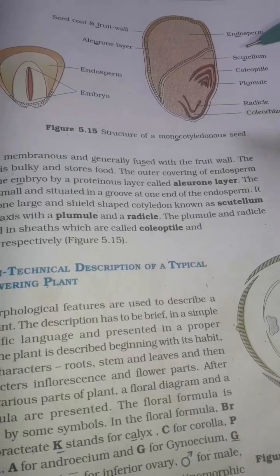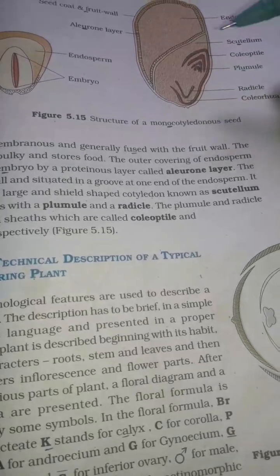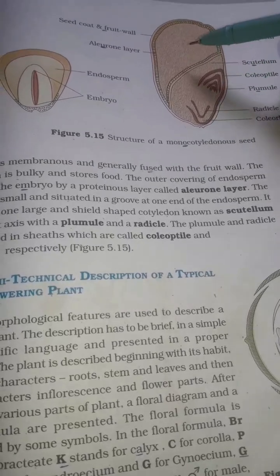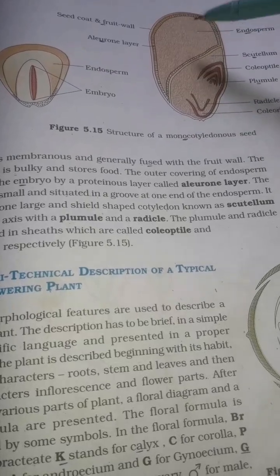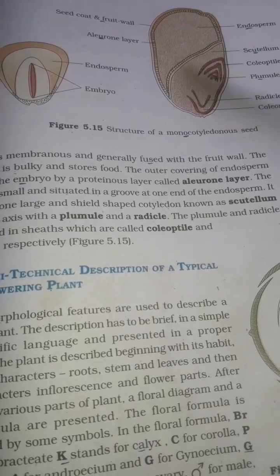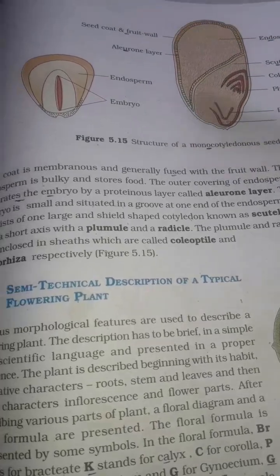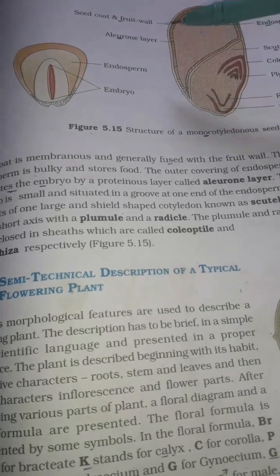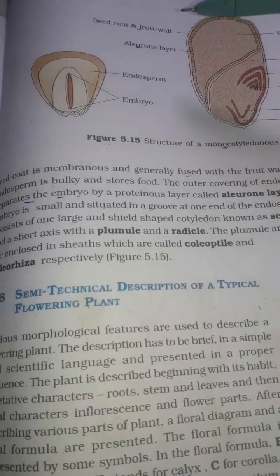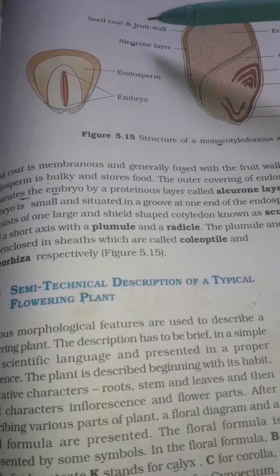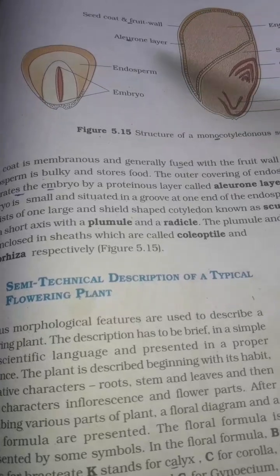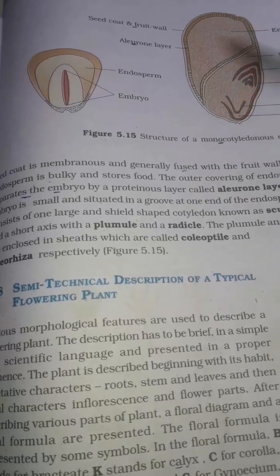That name is scutellum on the lateral side of the embryo. This one represents the embryo, and on the above side, this represents the endosperm. Now this seed has the outer covering, that is seed coat and fruit wall. Again, unfortunately, the two members in the monocot seed get fused. Unfortunately, seed coat and fruit wall represent a single membranous layer.